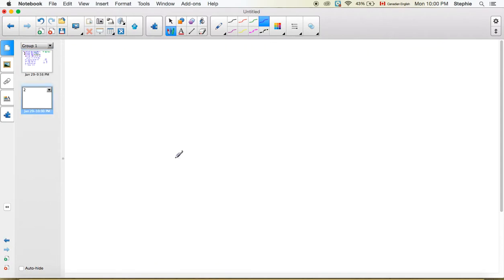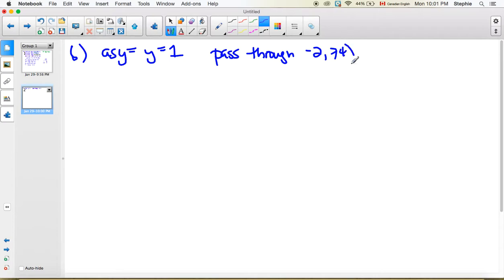The next number was the problem with the exponential function. Okay, so number 6 said, find the rule of the exponential function with an asymptote of y equals 1 and passing through points negative 2, 74 and 1 comma 0.4. I put such ugly numbers because actually I know it worked out really nicely.